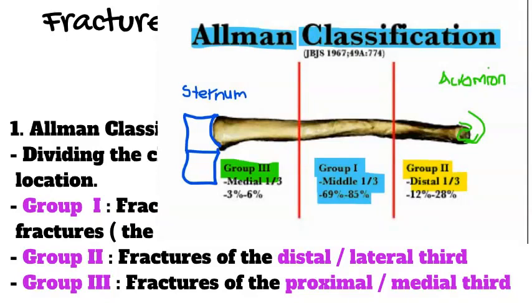This picture shows the Allman classification system, whereby group 1, the middle third, is the most commonly fractured, followed by group 2, and lastly group 3, the medial third, near the sternal attachment.